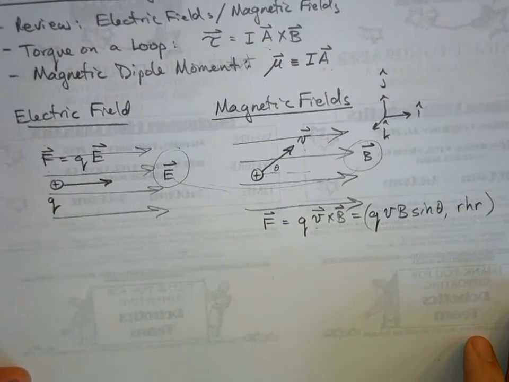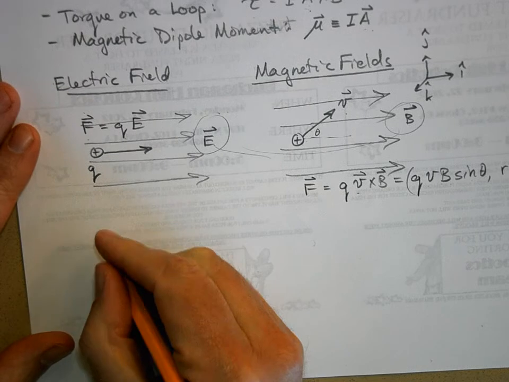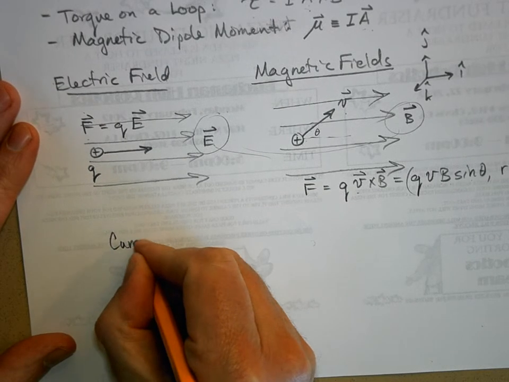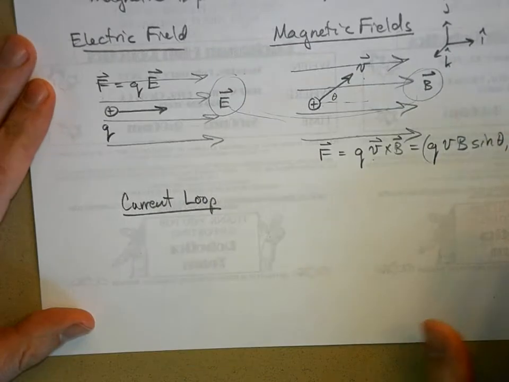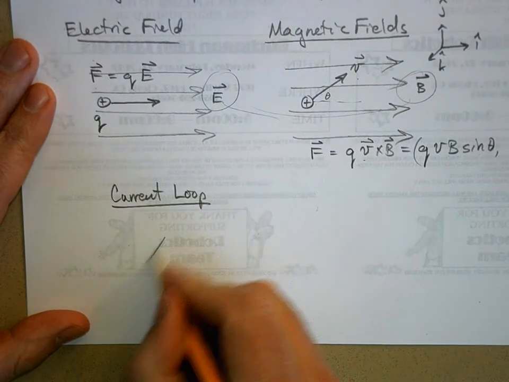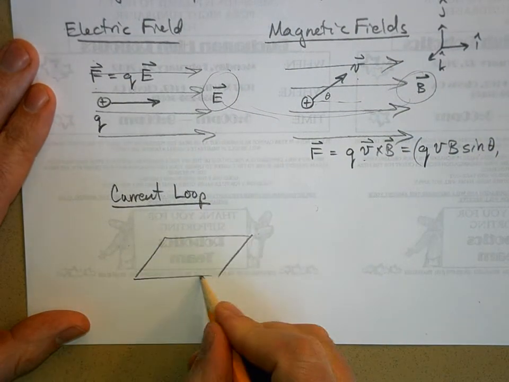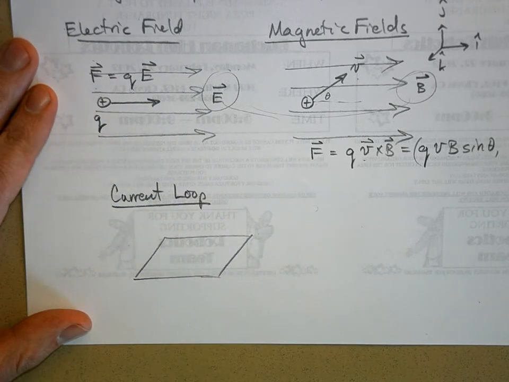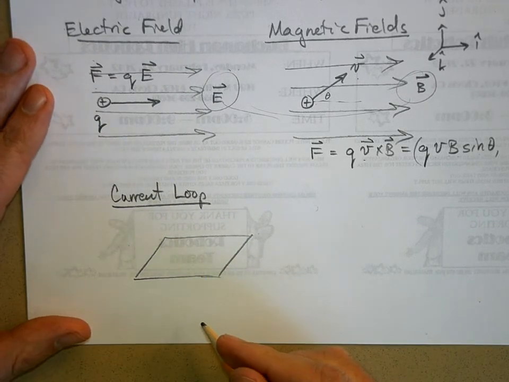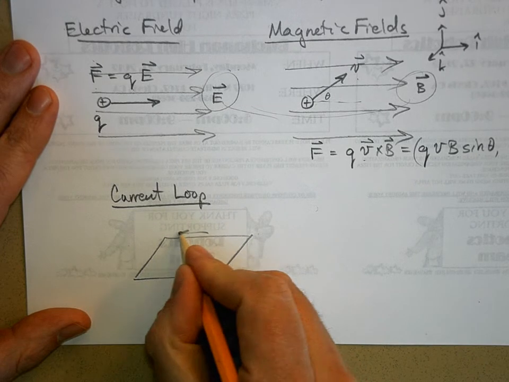Now let's talk about a loop of current. What do we mean by a current loop? Well, a current loop is just, we'll make it a rectangle today. It doesn't have to be a rectangle. That's got current running through it. Okay, so let's just have current running like this.